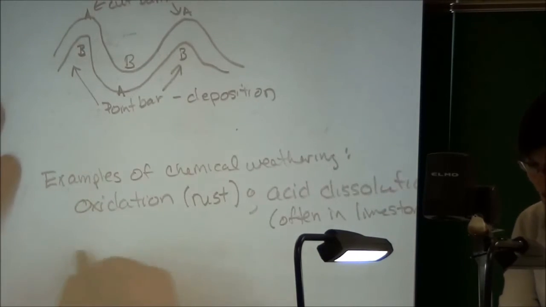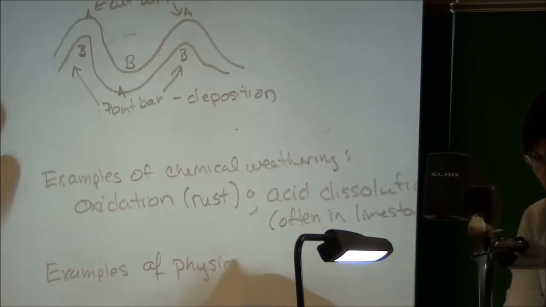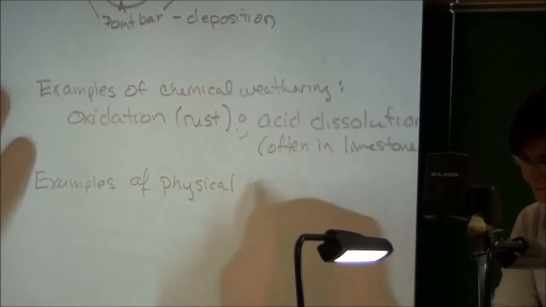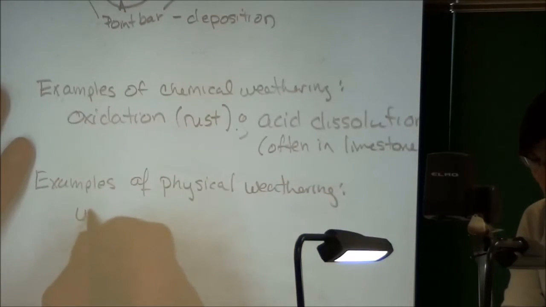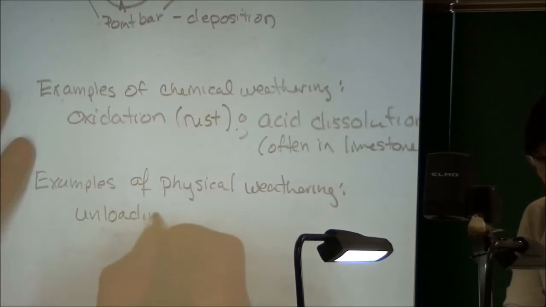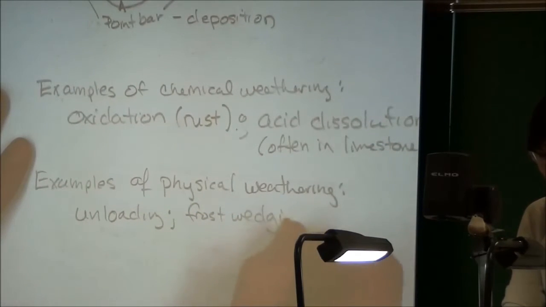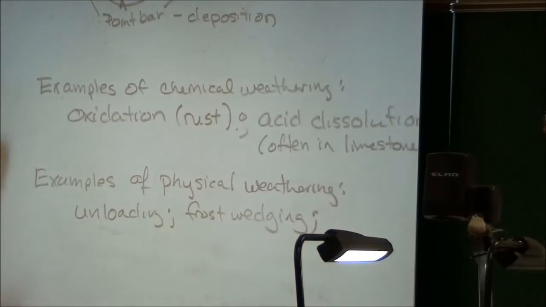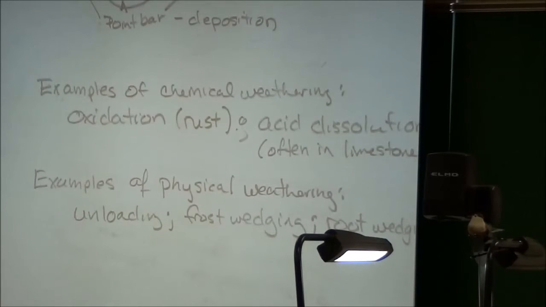Examples of physical weathering. Unloading. Excellent. So, physical weathering includes unloading, what else? Frost wedging, which is why we see so many potholes in the North Country. What else? Root wedging. These are all good examples.